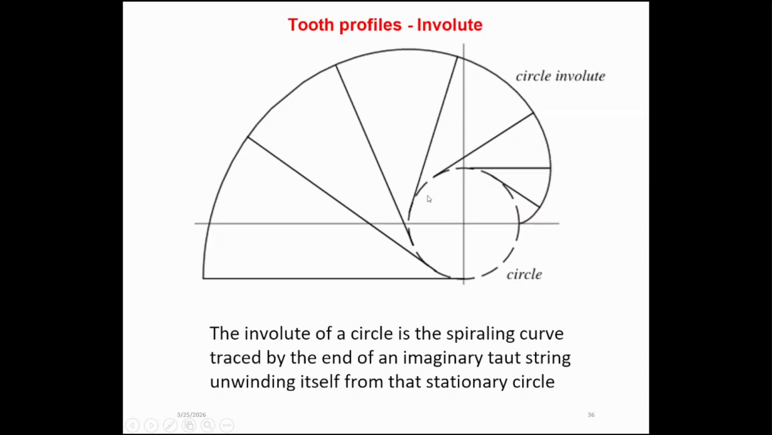So you can get a string or yarn. You need to wind it around the circle, right? Now you need to unwind. This circle is fixed, right? You need to unwind this. Once you are unwinding, the edge of the string creates this involute shape.